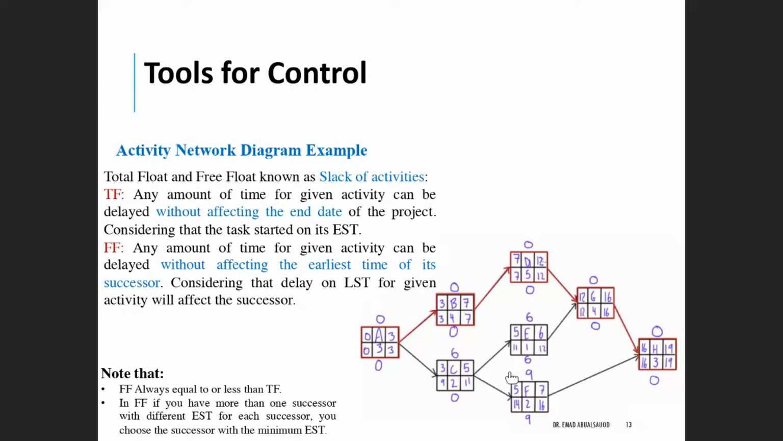Do I have enough time if I delay the C, that I still can proceed with the F within the duration I have, the 2, or no? So those are like indicators, and they give you how each activity will affect the end of the project, and how each activity will affect the early starting time for the coming activity. And then it is up to you how you manage these slack values.